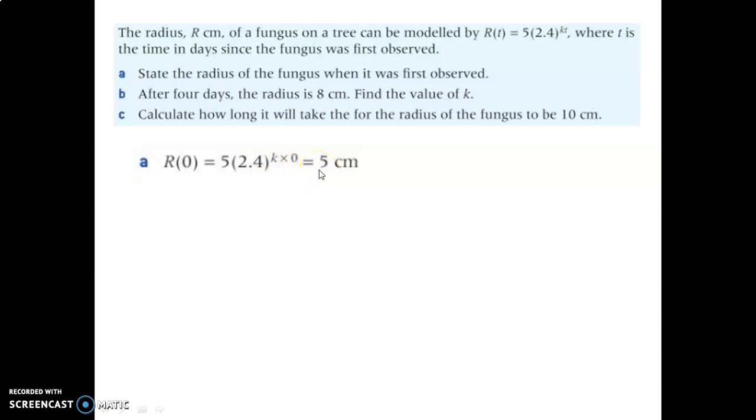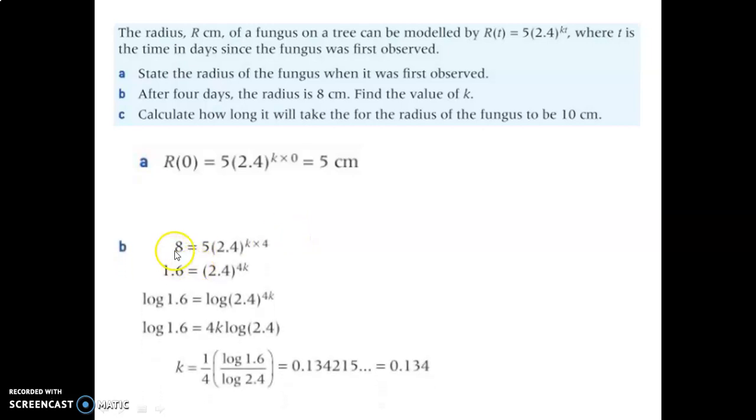So we get 5. All right, how about question B? After 4 days, the radius is 8. Find the value of k. So it says after 4 days, the radius is 8. Okay, so you set up this equation here. 8 is your radius, so you replace the radius here with 8. You put in t equals 4. That t is replaced with a 4 for 4 days. K remains unknown, and we have everything else.